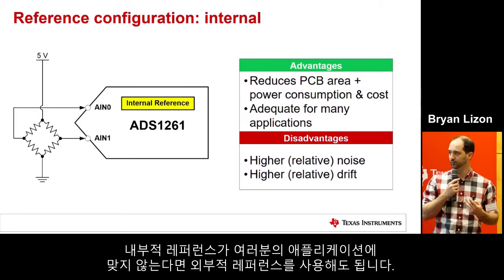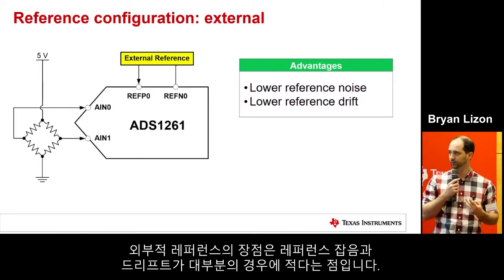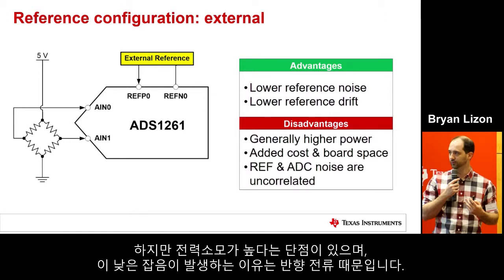So if the internal reference is insufficient for your application, you can use an external reference. The ADS1261 also has external reference pins, so you can apply an external reference, and that's what we did in the case of a lot of these examples: we applied the Ref 6025. The advantage of an external reference, in most cases, is that it has lower reference noise and lower drift, but that comes at the expense of higher power, and that's one of the ways this lower noise is generated, by burning current.